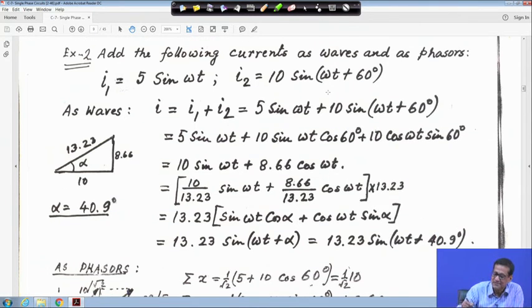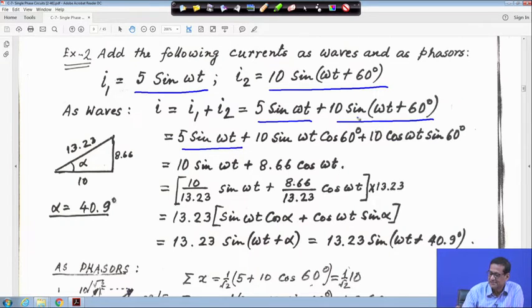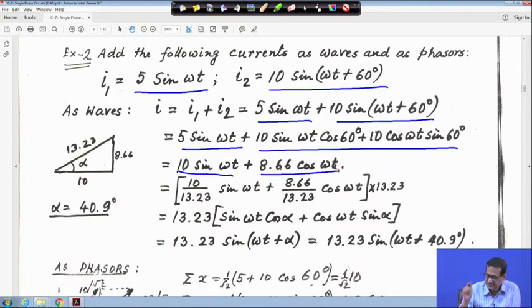Next, for example, add the following currents as phasors. In this case I1 is 5 sin omega t and I2 is 10 sin omega t plus 60 degrees. If you add I1 plus I2, it will be 5 sin omega t plus 10 sin omega t plus 60 degrees. You expand using sin A cos B plus cos A sin B. After simplification you will get 10 sin omega t plus 8.66 cos omega t.